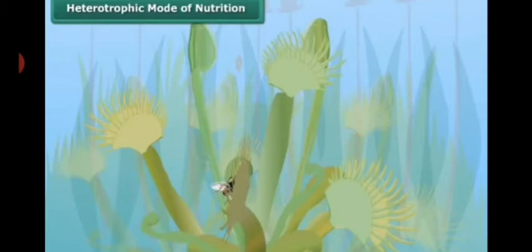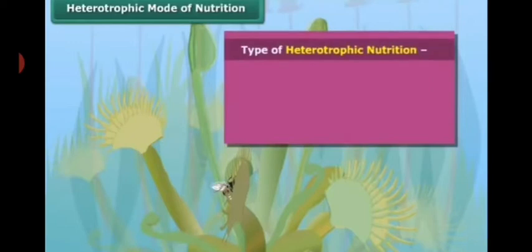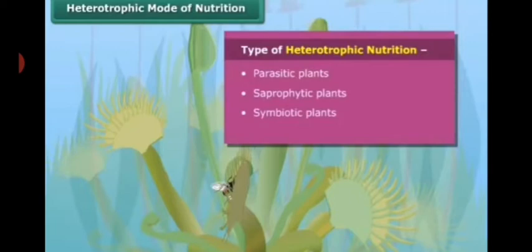So let's find out what are the different ways of heterotrophic nutrition. Types of heterotrophic nutrition: first one is the parasitic plants, second one is the saprophytic plants, third one is the symbiotic plants, and fourth one is the insectivorous plants.